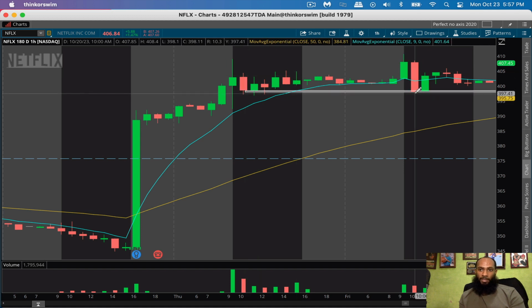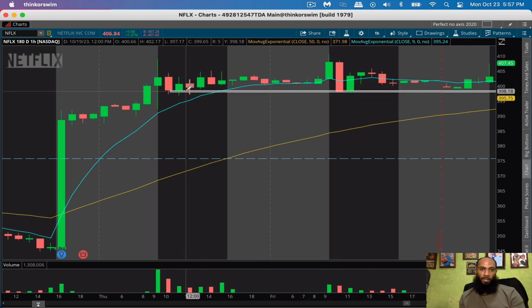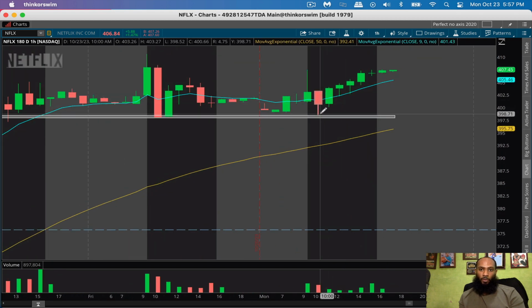We came down the next day to hold that as support. It's confirming, hey, this is very strong. It's like the price is actually talking to you. And then the third day we came straight back down into it and made a higher low.